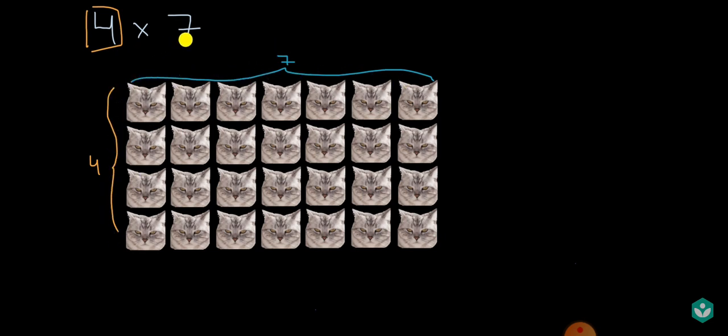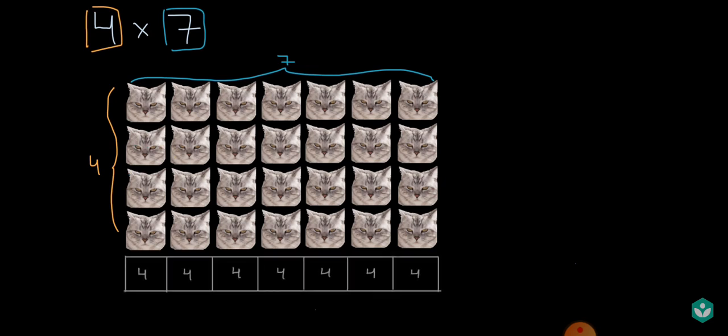But if someone were to ask you what's the total number of cats, it would be 4 rows times 7 columns, 4 times 7. Now another way to represent 4 times 7 is also with a tape diagram. You might see something like this, where here we're visualizing it as 7 fours, or you could view it as 4 plus 4 plus 4 plus 4 plus 4 plus 4 plus 4. Now that's all well and good, and you can add that up if you like.